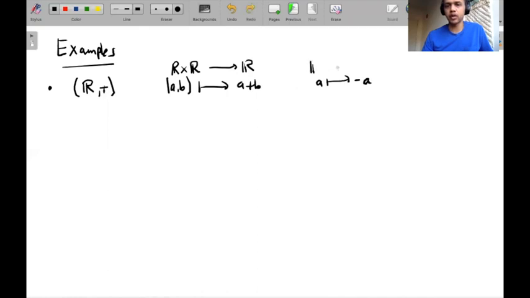And these are polynomials, which are continuous. Another example, Z with addition is also a topological group. Here, I'm thinking of R with the standard topology, and here Z has the discrete topology, which is like the subspace topology of R.